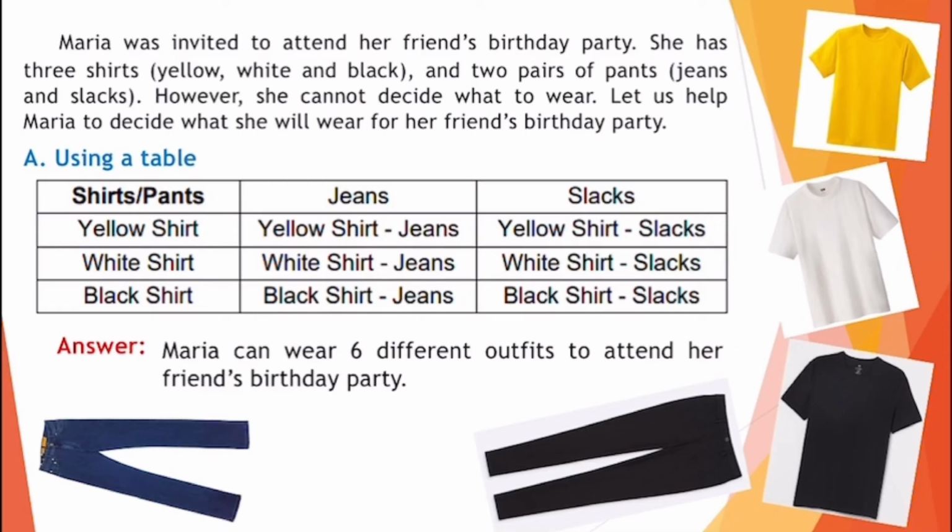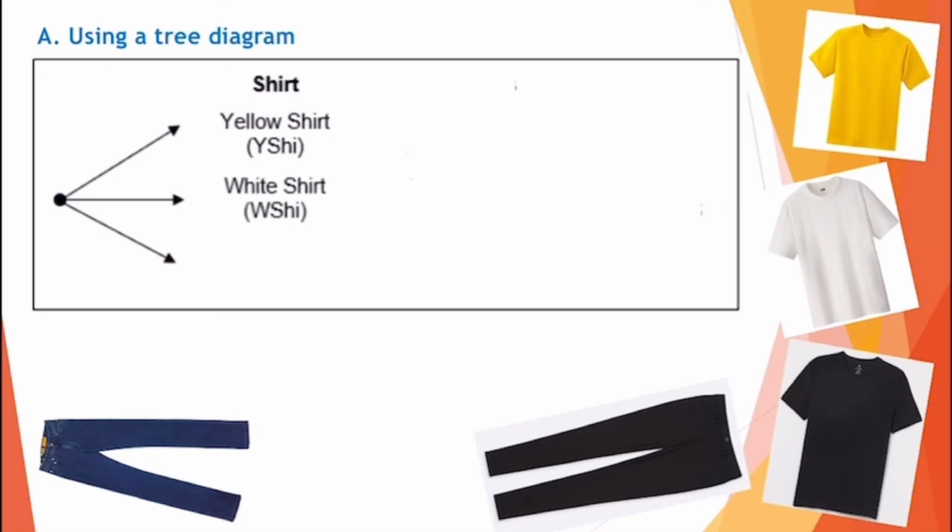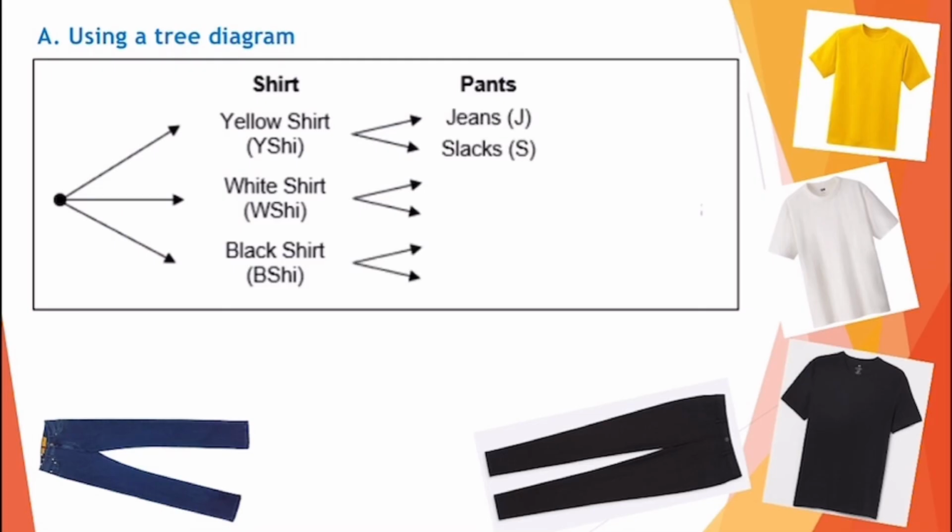Now, after using a table, if you're not satisfied to use this method, you can use the tree diagram. So I will make 3 lines to represent the shirts. We have yellow shirt or the YC for the code, if you want to write a code, white shirt or WC, and black shirt or BC as our code. Next, in each shirt, we can choose two pants, which are the jeans and slacks, and jeans and slacks.